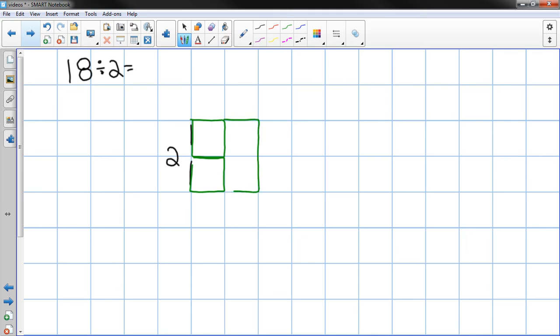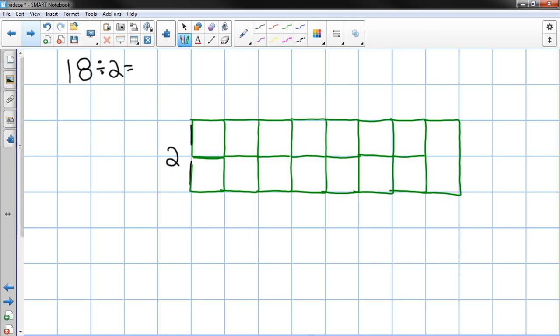I'm going to count by 2's. There's 4. There's 6. 8. And remember, I have to go to 18. So there's 10. There's another 2. There's 12, 14, 16, and 18. That was my goal, 18. So this rectangle has 18 as the area. 2 is right there, so 18 divided by 2.